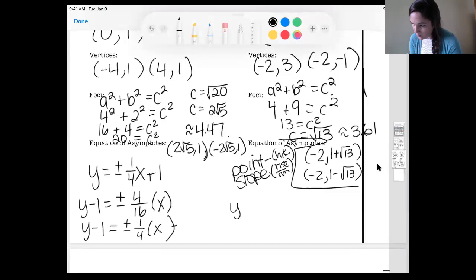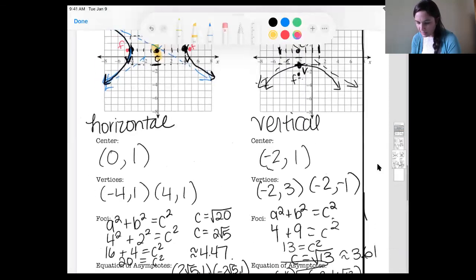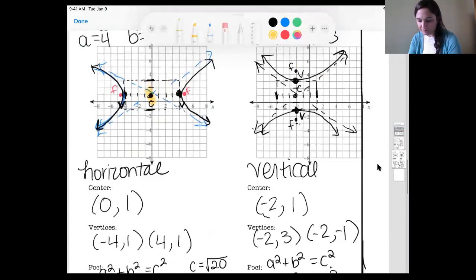So our formula would be y minus 1 equals plus or minus, so a is 2 over b is 3, times x plus 2. All right, and you don't have to distribute. That's fine. This is perfect. It's nice too. I like using the equation like this because these parts of the equation come directly from our given equation, right? It's the same.